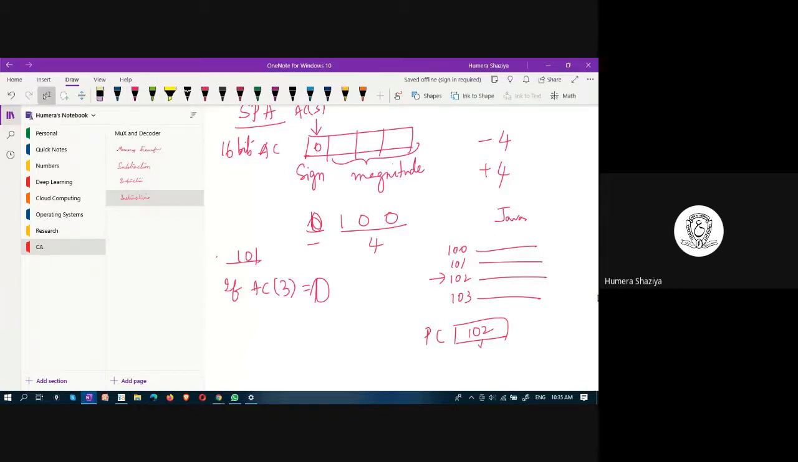Now PC would become 103 because AC of 3 is 0. PC would become 103 and instruction 102 will not be executed. After 101, 103 would be executed, and instruction 102 would be skipped. Understand? Yes, okay, ma'am.